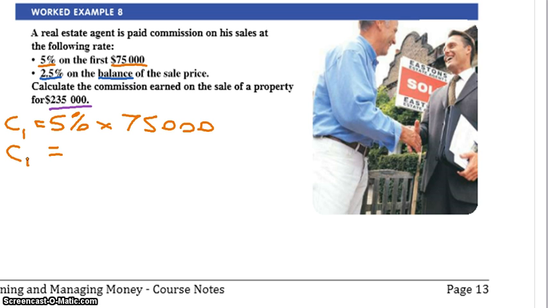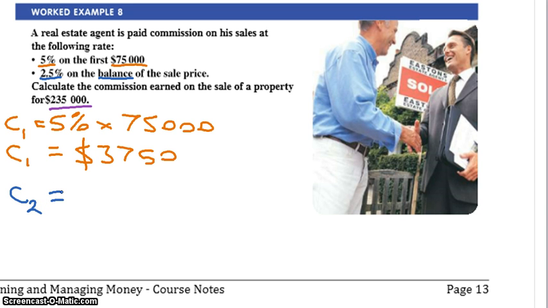All right. So what's 5% of 75 grand? 3,750. I just did 10% and halved it. Okay, 3,750. So that's commission 1, his first part. Then the second part, I'm going to change colour so I can match what I'm doing, is C2.